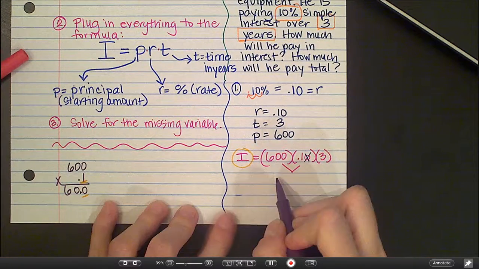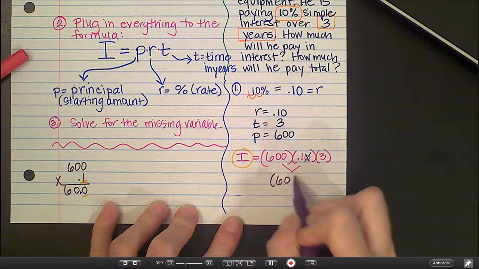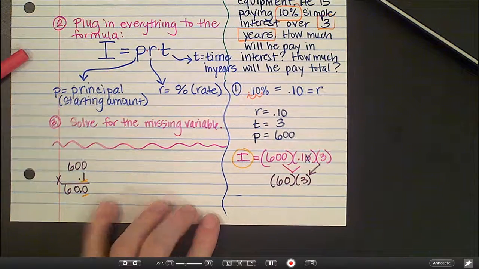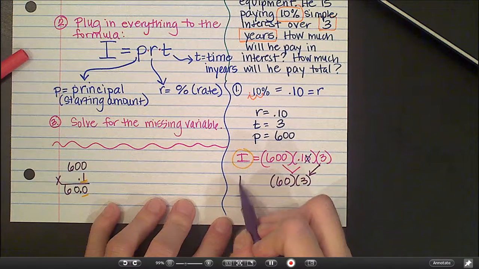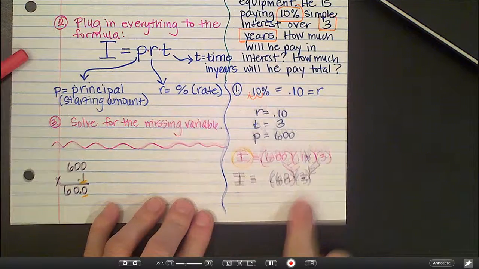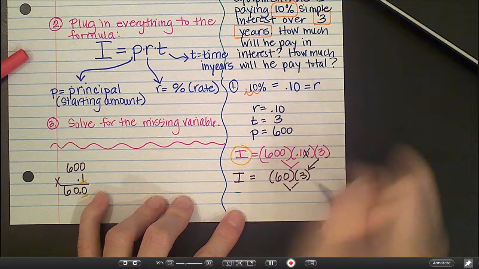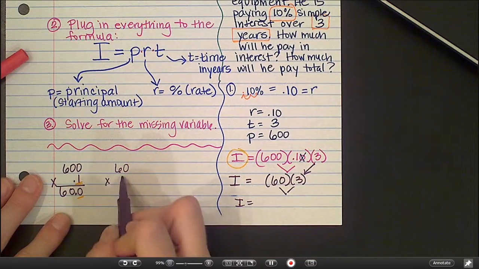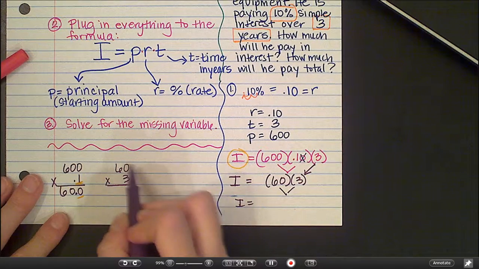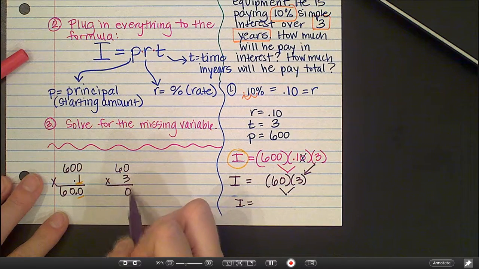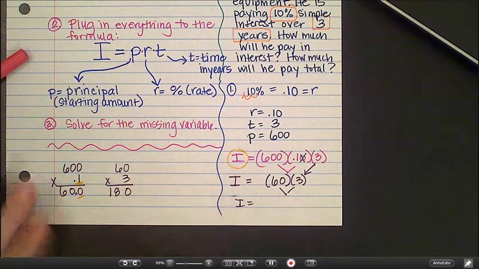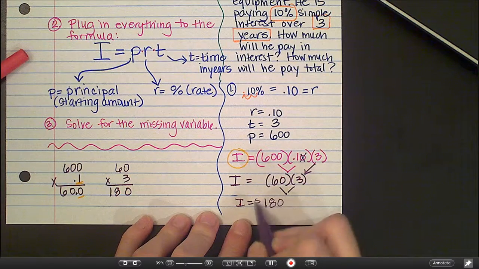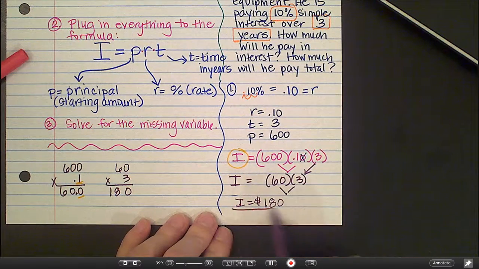So far we have 60 right here. And then let's go ahead and bring down that 3. We didn't do anything there. All we did was multiply the first 2. Now what we have to do is work out 60 times 3. I know some of you probably did this in your head, but let's go ahead and do this just to make sure. So 0 times 3 is 0, 6 times 3 is 18. So we're going to go back over here, and our interest is going to be $180.